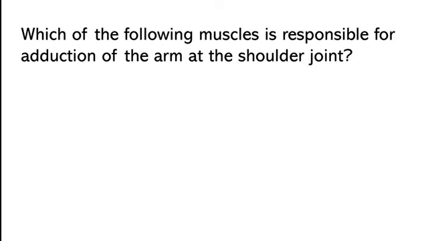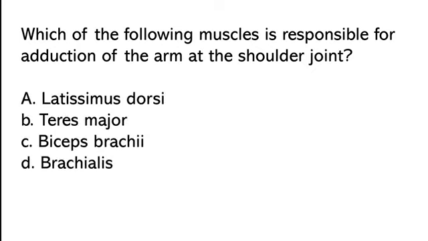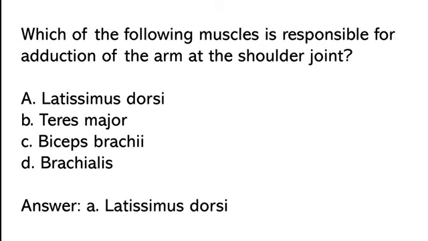Which of the following muscles is responsible for adduction of the arm at the shoulder joint? Latissimus dorsi, teres major, biceps brachii, brachialis. So the correct answer is option A, latissimus dorsi.